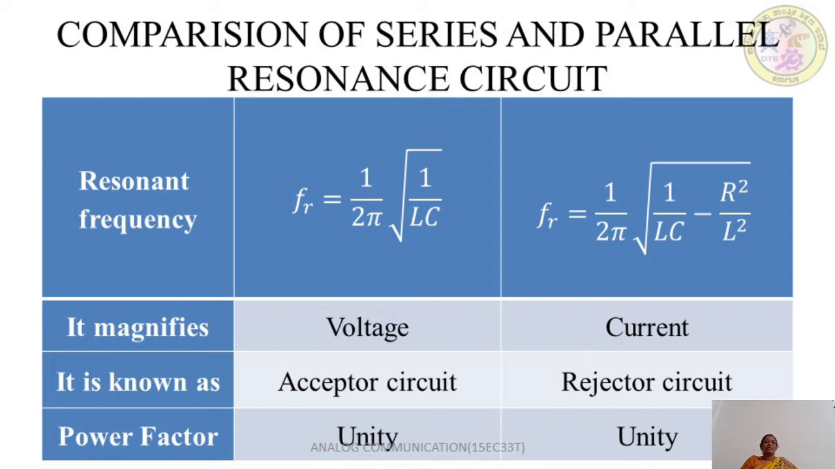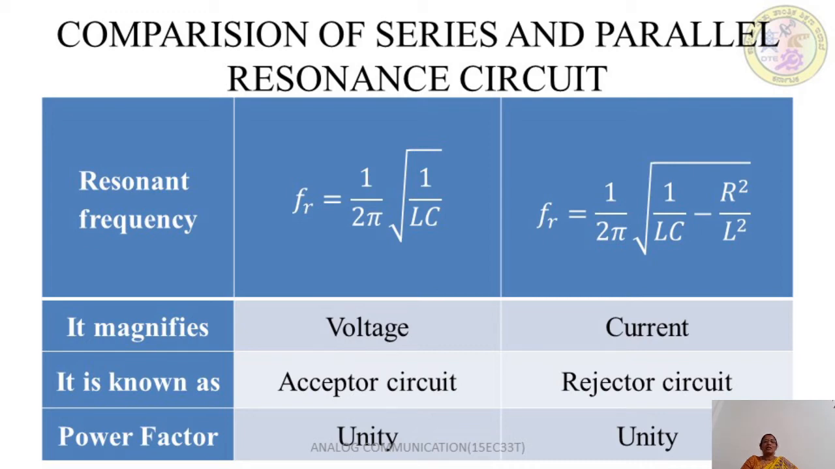Next, magnification. Here in series resonant circuit, voltage magnification is there. In parallel resonance circuit, current magnification is there. Next, series resonance circuit is known as acceptor circuit. Parallel resonance circuit is known as rejector circuit. Next, coming to the power factor. The power factor in series resonance circuit is unity, and in parallel resonance circuit, that is also unity. Both the circuits are having unity power factor.